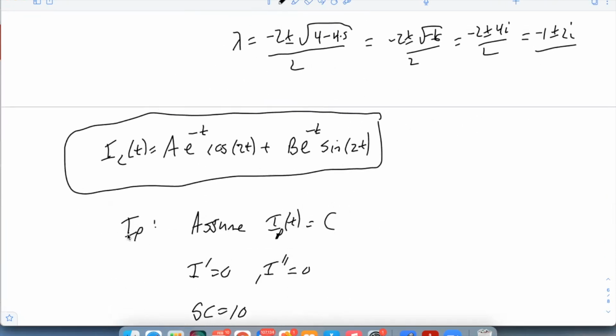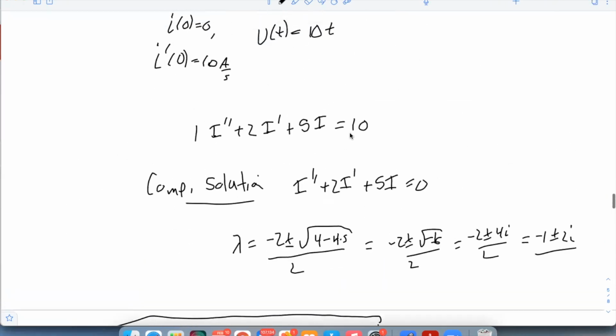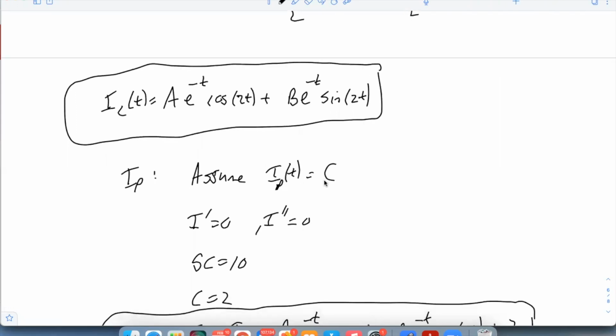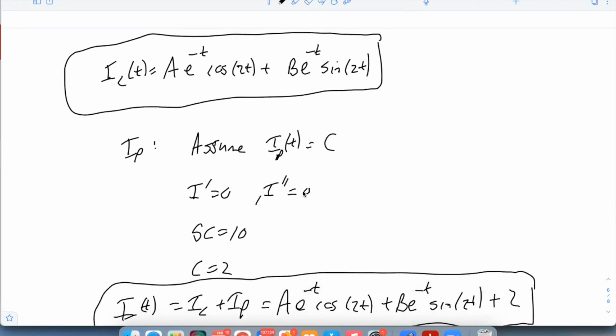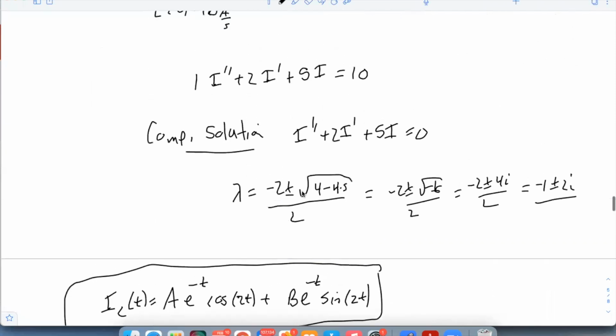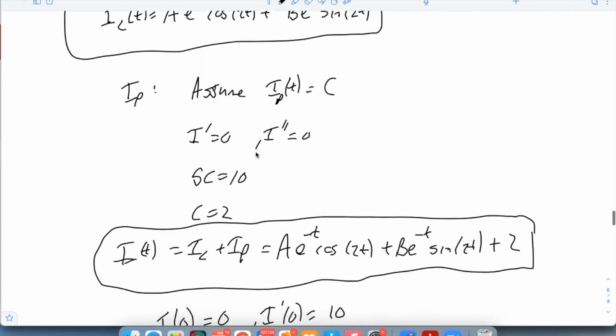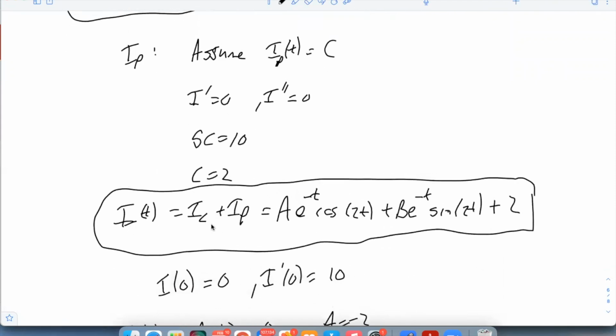So what about our particular solution? Well, on the right, I just have a constant. So let's try it. Let's take a guess, assume our particular solution is just a constant. Well, then both derivatives, first and second, are 0. Then plugging that into my DE, I assume that I was just a constant C, 0 plus 0 plus 5C equals 10. So C must be 2. Then my general solution, the complementary function plus that particular solution, there's the plus 2.